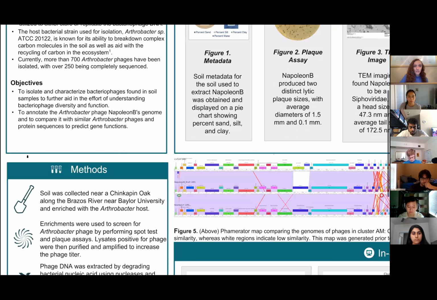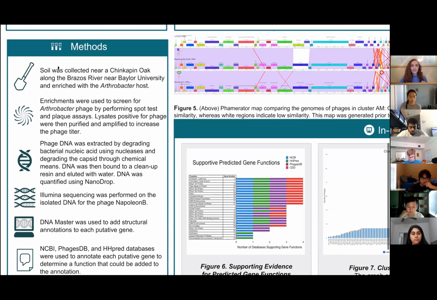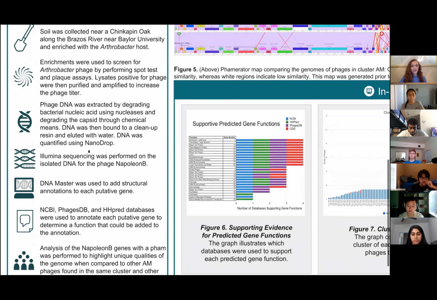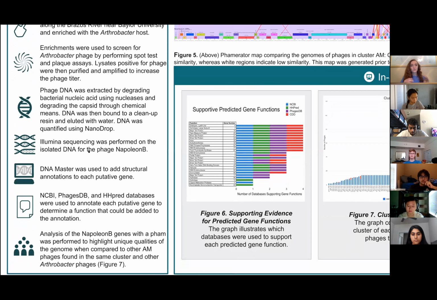So my lab first collected soil samples, and one of our soil samples collected near the Brazos River contained our phage, Napoleon B. After Napoleon B went through different phage DNA extraction procedures, we were able to take our DNA and send it off for Illumina sequencing.